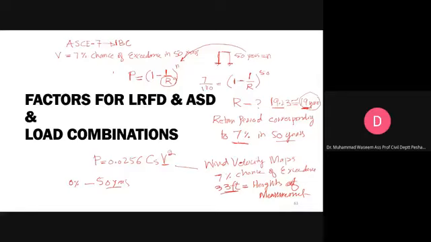Now next up are the factors for LRFD and ASD and the load combinations. This is some of the rough work which we have done in the last class. We already finished discussing that ASCE 7, which is the loading code referred to by IBC, requires you to design your building for wind speeds which have a probability of exceedance of 7% in 50 years. If you calculate the return period, it comes out to be 700 years.